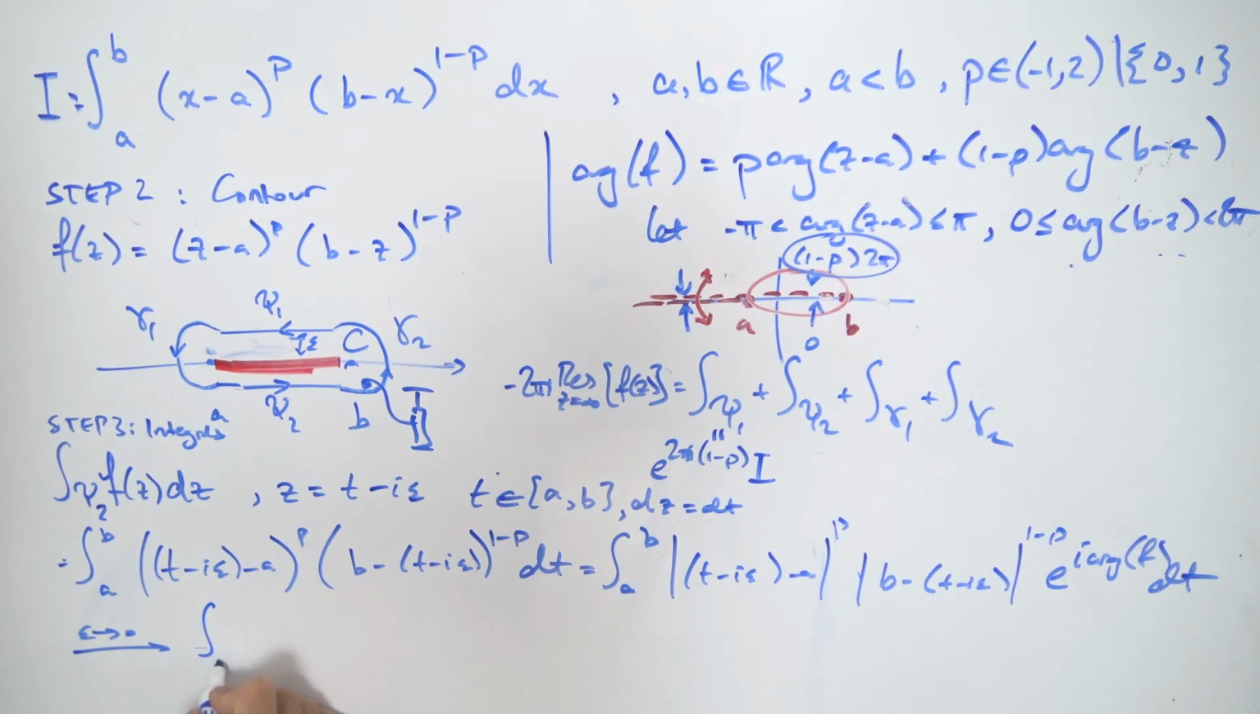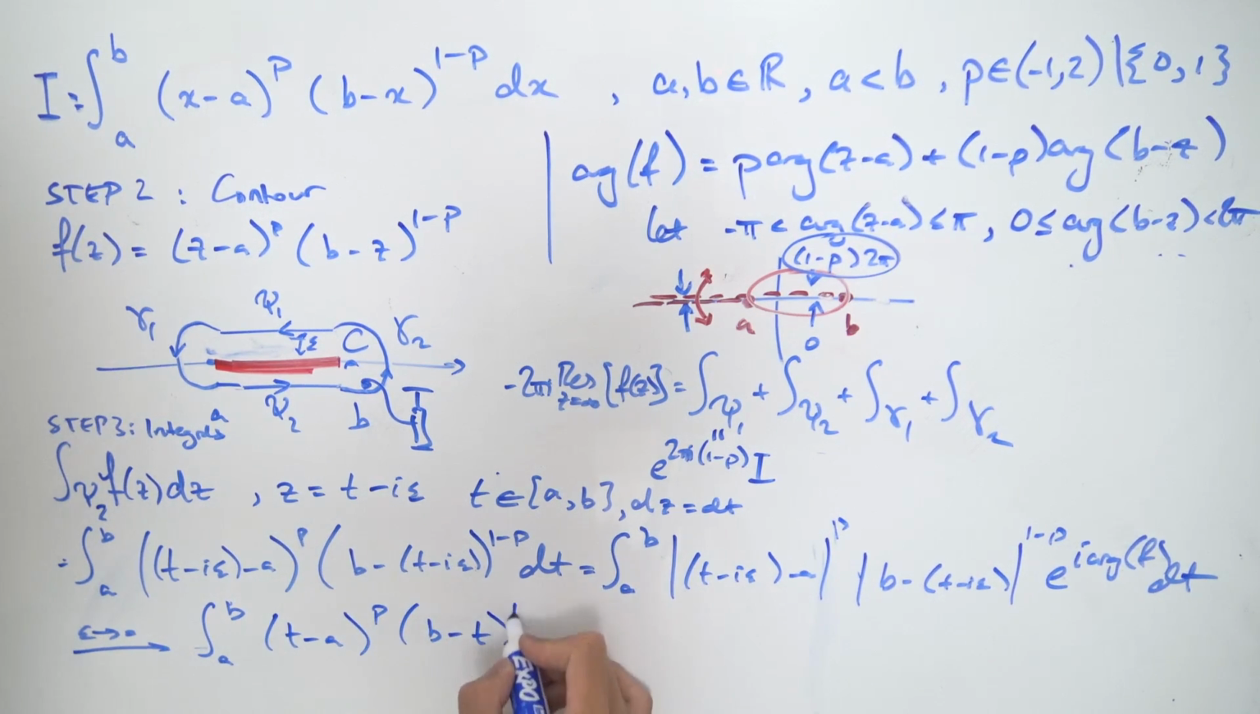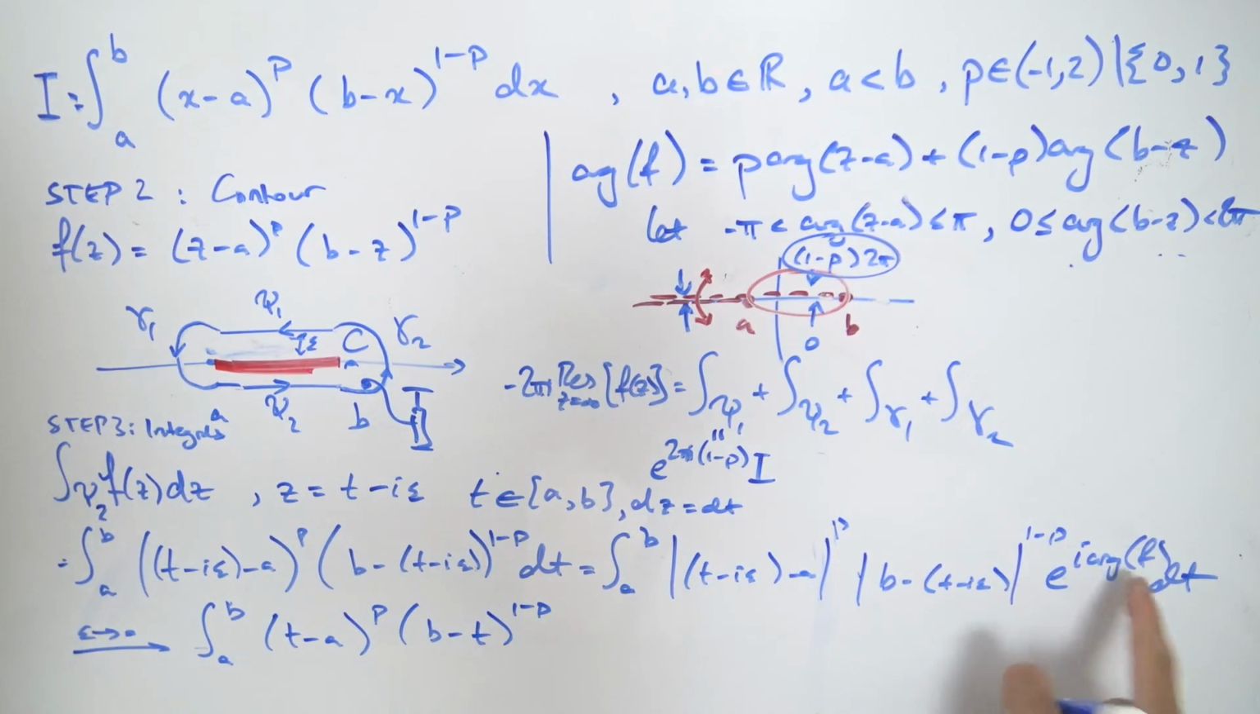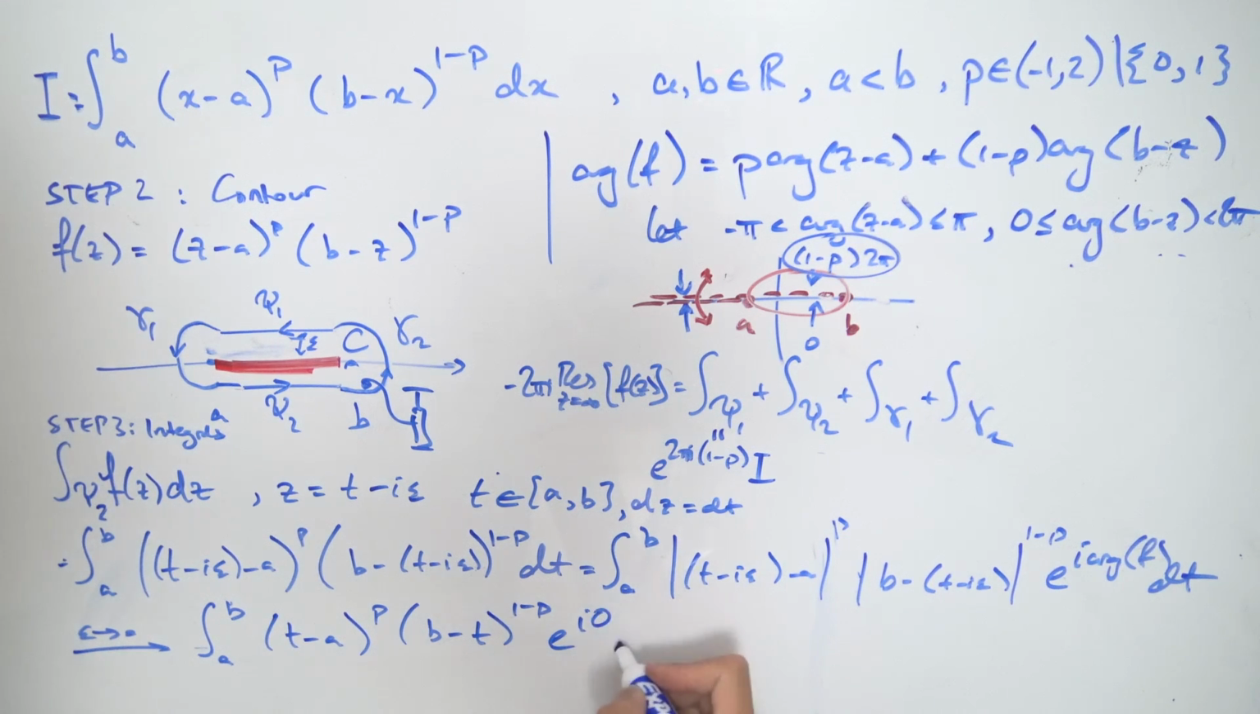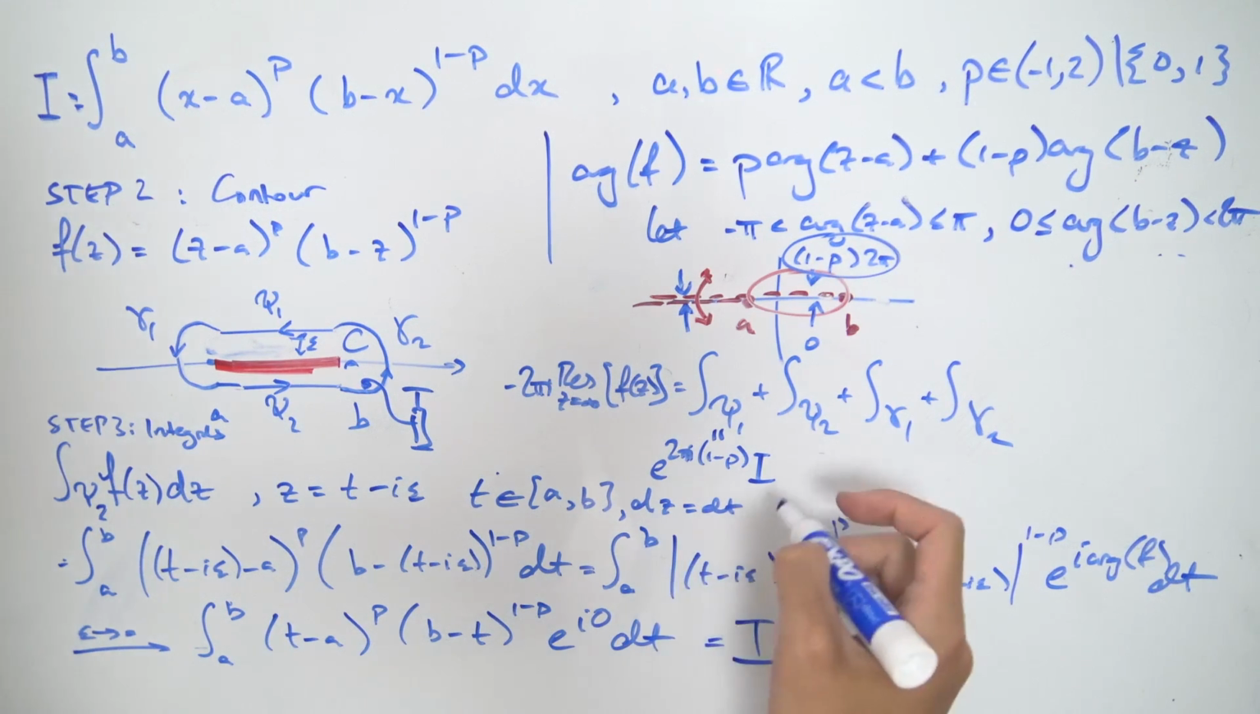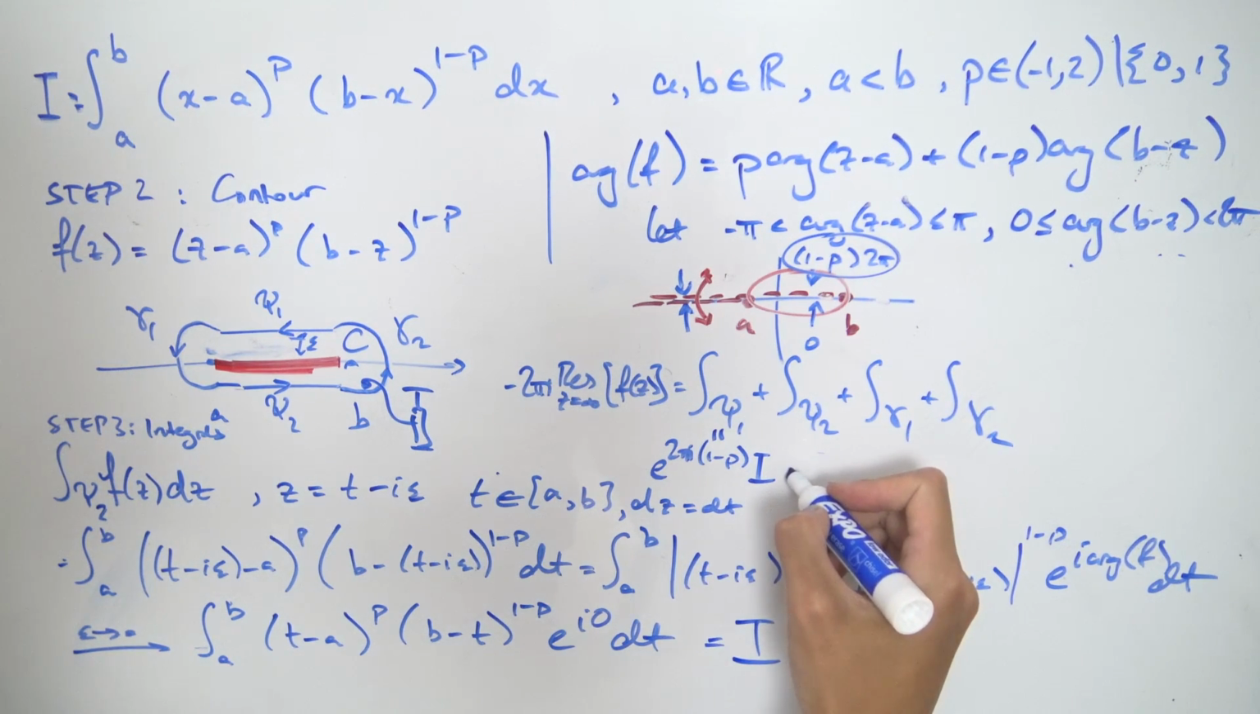So we're going to have the integral from a to b. We can remove those absolute values like before. So we have (t minus a) to the p, and then (b minus t) to the 1 minus p, e to the i 0 dt. But e to the i0 is 1, so this is going to be exactly I. So side 2 in the end is going to approach I.